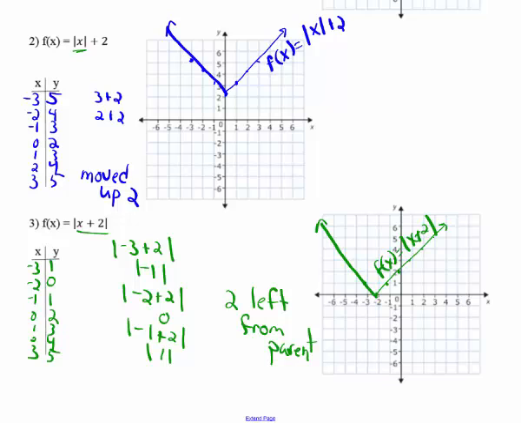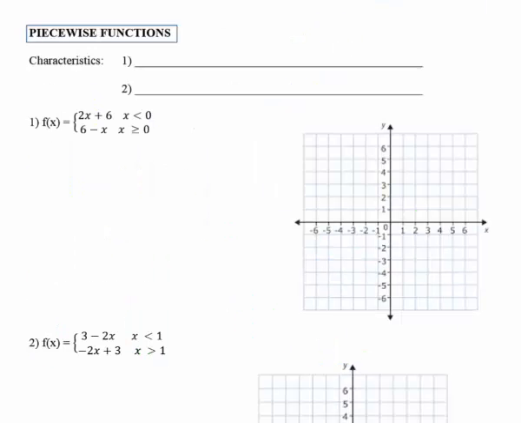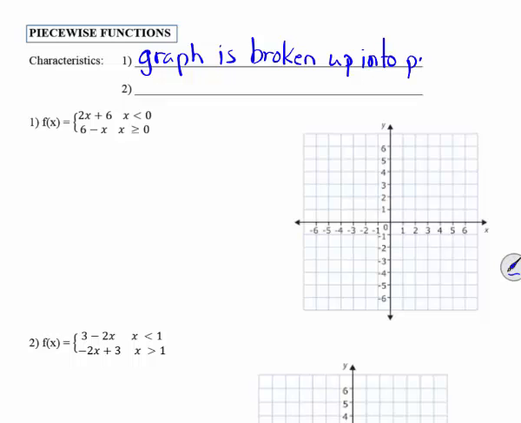Now we're going to talk about something called piecewise functions. In a piecewise function, the graph is broken up into pieces, and it's made of two or more functions. So we have 2x plus 6, where x has to be less than 0, and x minus 6, where x is greater than or equal to 0.